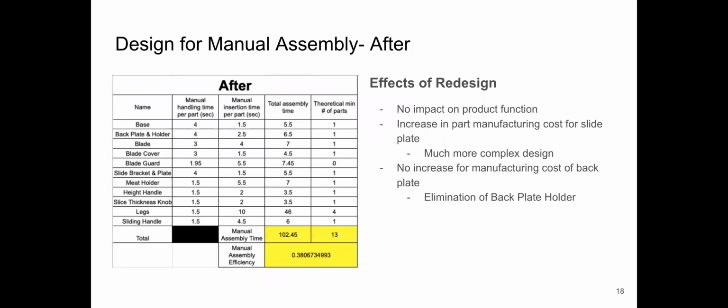The manual assembly time was decreased by 16 seconds when these changes were made, and that lowered the time to 102 seconds from 118. And the efficiency was increased from 0.33 to 0.38 after these changes. There was no impact on product function for either of these parts, but the changes to the slide plate will increase the part manufacturing cost due to a much more complex design, as will be discussed later, and there was no increase in manufacturing costs for the backplate due to the elimination of the backplate holder.